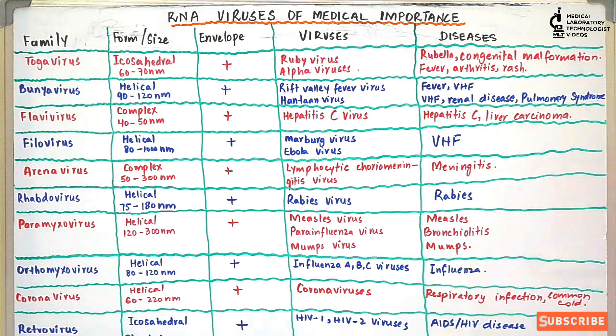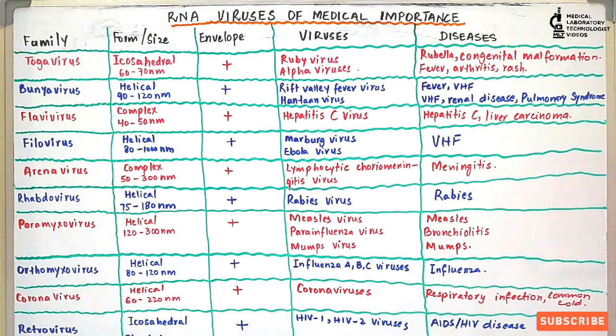Next is flavivirus, that is complex in shape and size is 40 to 50 nanometer, and that also contains an envelope. And the most common and medically very important virus that comes in this family is hepatitis C. Hepatitis C virus causes the disease hepatitis C and liver carcinoma. So now you can remember the hepatitis C causing virus is an RNA virus and related to the flavivirus family.